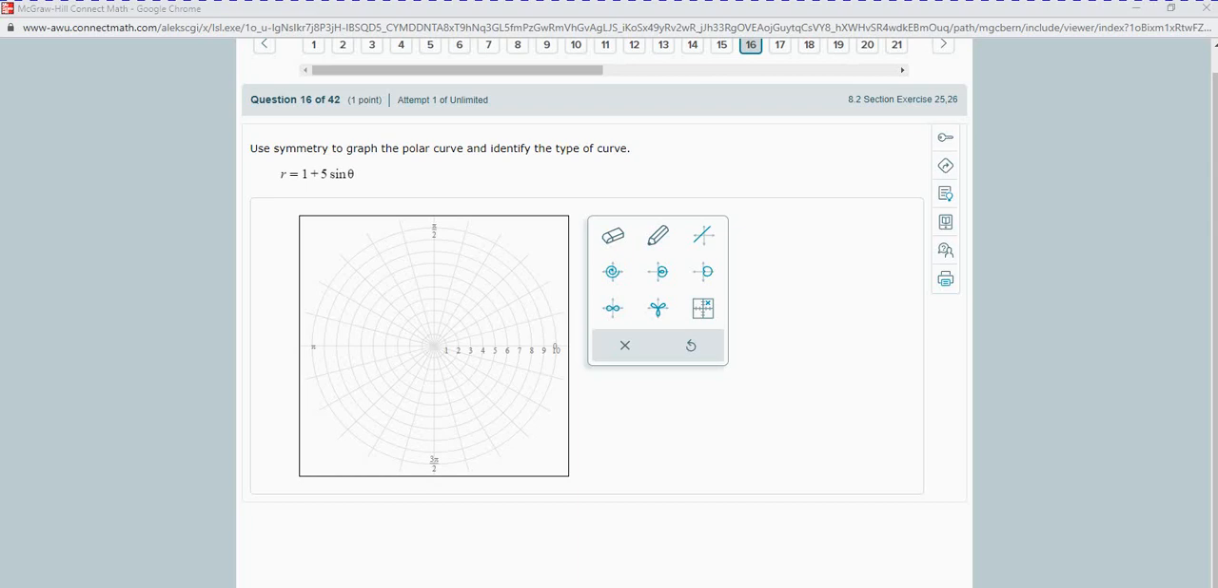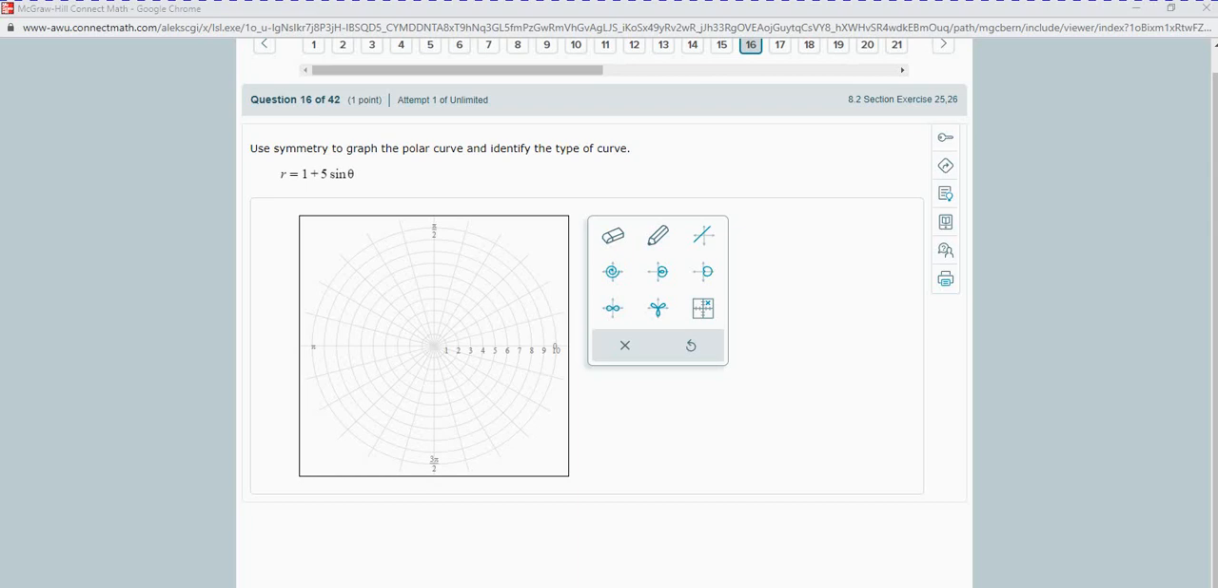When we graph on paper, in order to get an accurate graph, typically with polar graphs we have to generate a significant number of points. What you're going to find in the homework system is typically you only need 2 or 3 points to get an accurate graph, and then those built-in shape tools are going to do the rest for you.